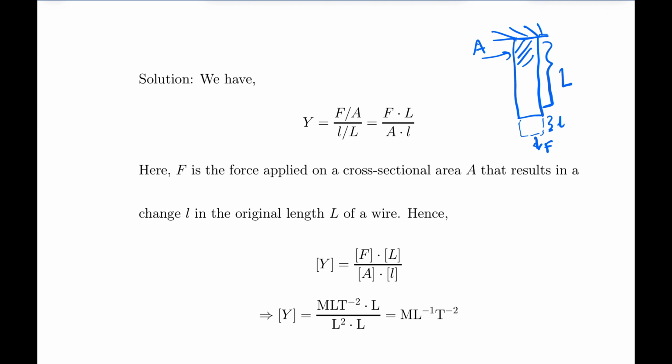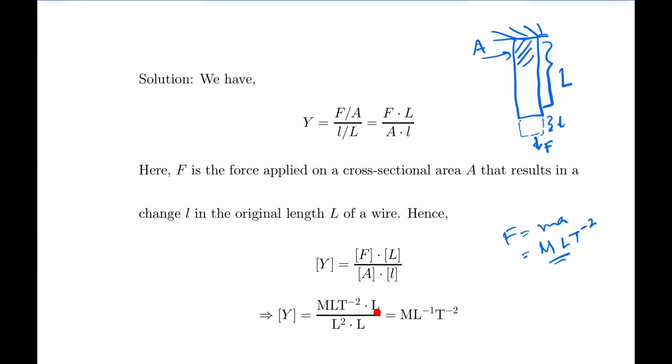So to find the dimensional formula, we put the quantities in square brackets. So we have Y equal to F dot L upon A into small l. For force, the dimensional formula is M L T to the power minus 2. Force is mass into acceleration, as we have just now seen. For mass, we write capital M. For acceleration, we write L T to the power minus 2. This we have seen just now in the previous question. So this is M L T to the power minus 2.